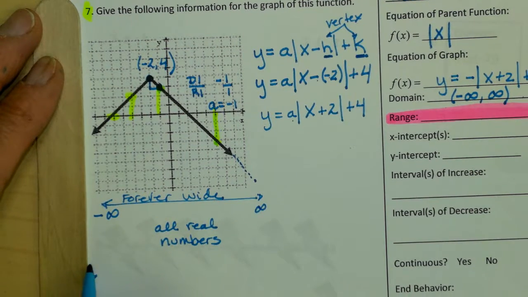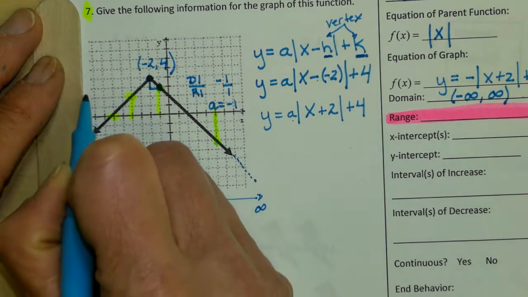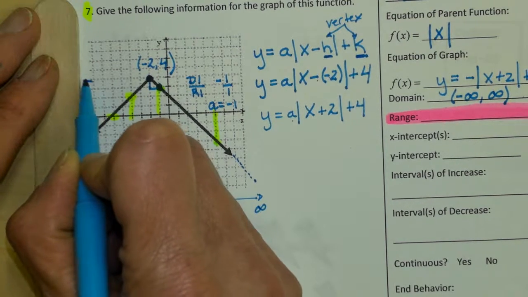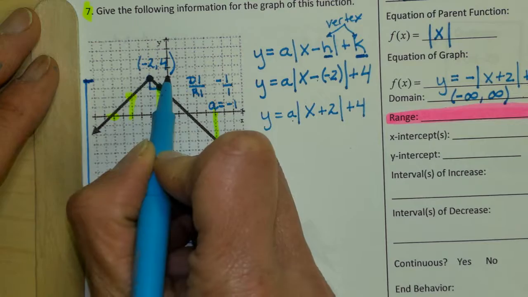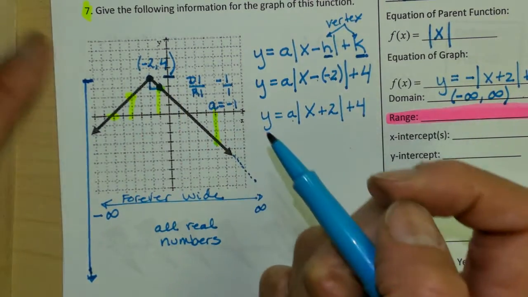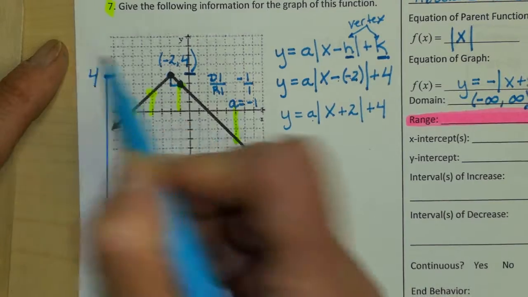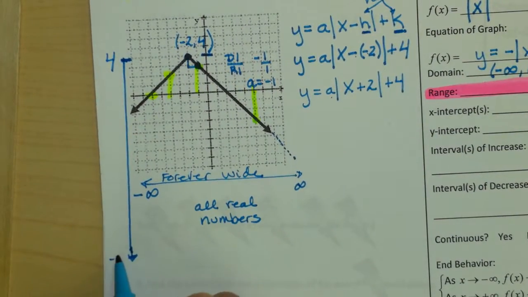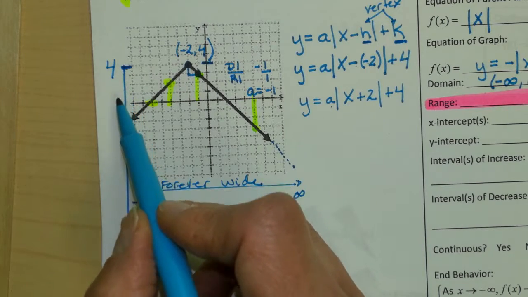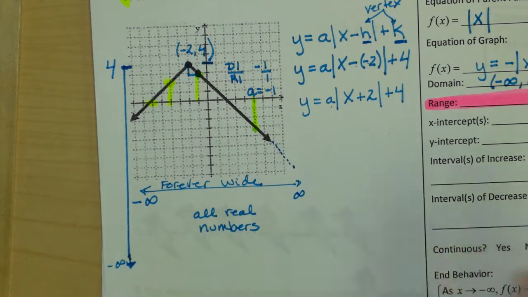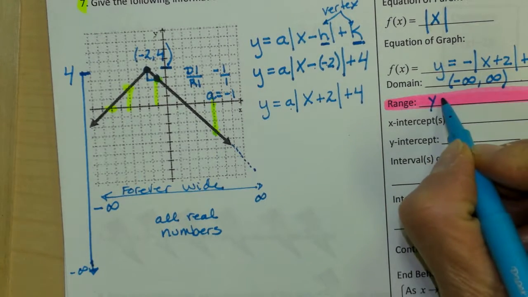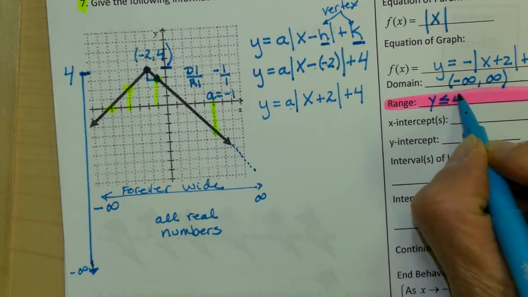But then where's my ceiling? I go up, up, up, up, up, up, up, and the highest point of my function is right here. And where is that? That's right here. That's where y is 4. So y is 4 at the top and negative infinity at the bottom. So basically y is everything less than 4. So this is where y is less than or equal to 4.